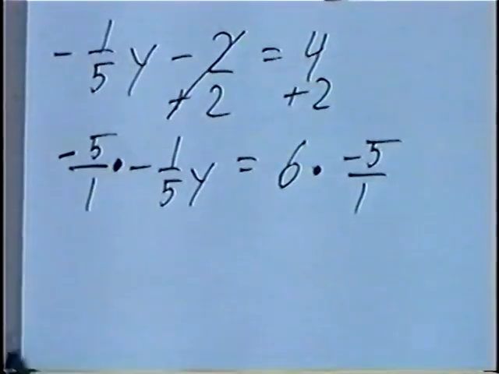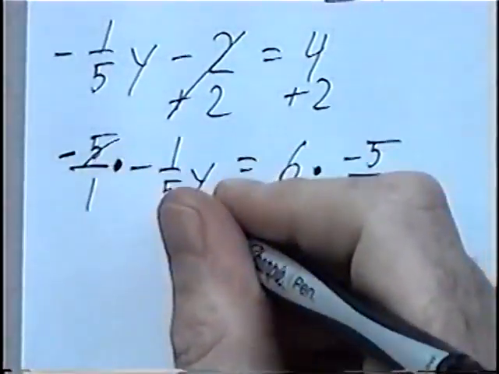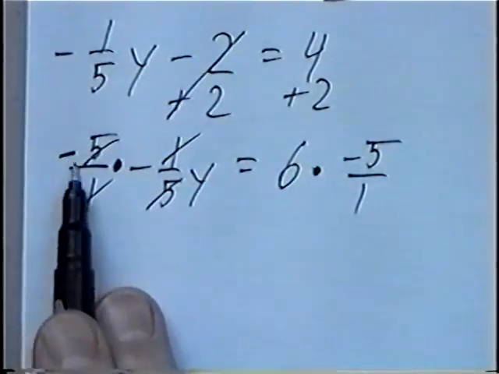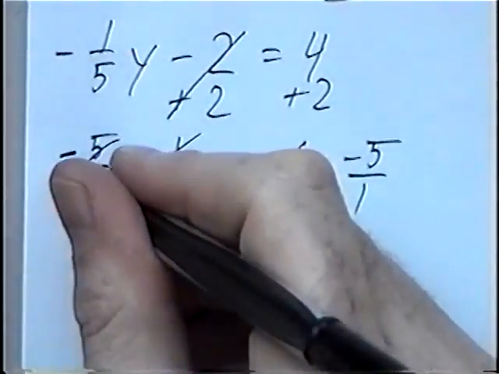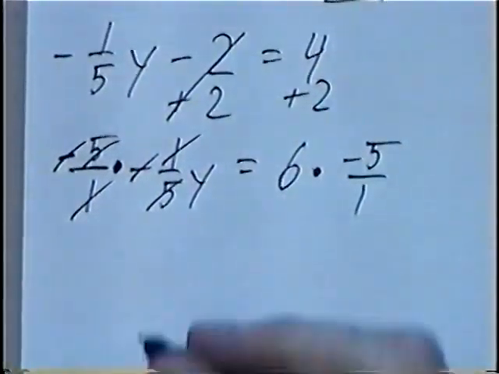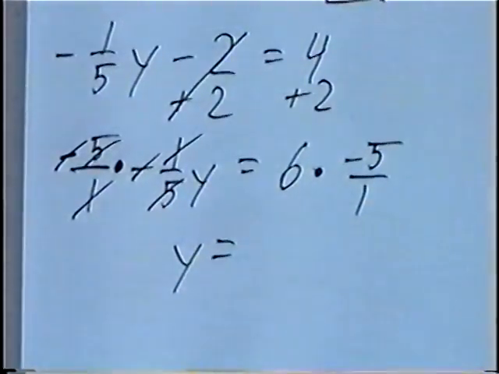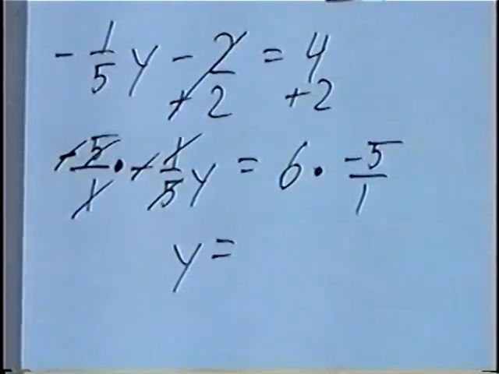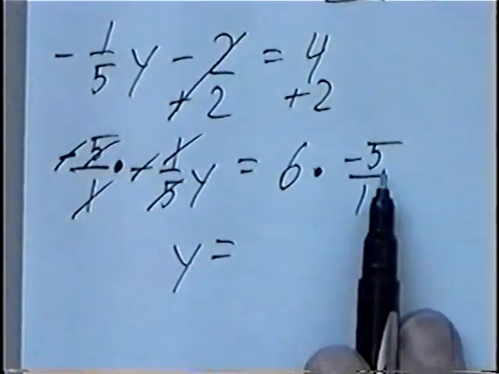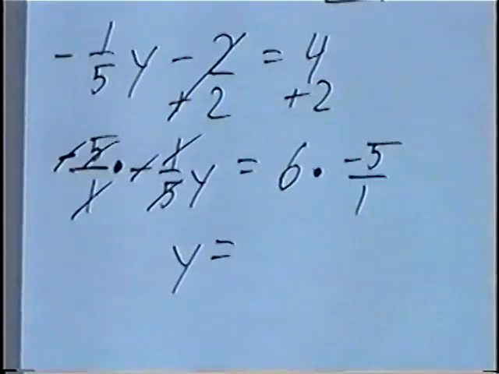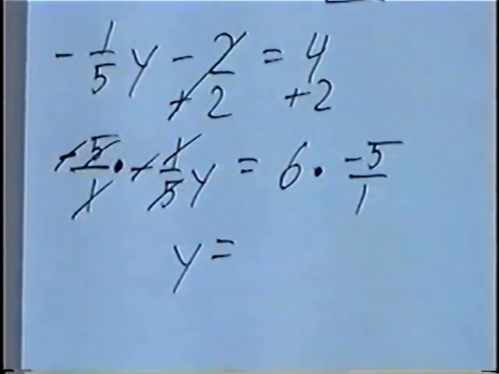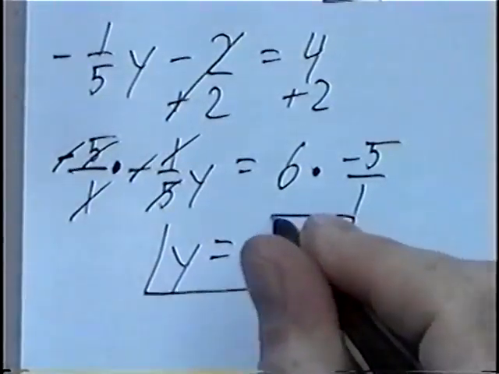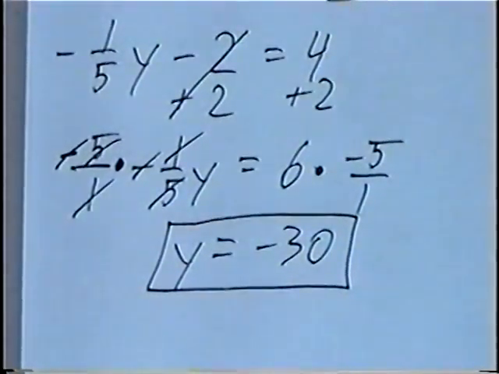On the left-hand side, the 5's would cancel, 5 divided by 5, the 1's would cancel, and also a negative times a negative would be a positive, so those would cancel. And we're left with just y. This time we have 6 times negative 5 over 1. Negative 5 over 1 is the same thing as negative 5. So 6 times negative 5 would be negative 30. So the final answer, y equals negative 30.